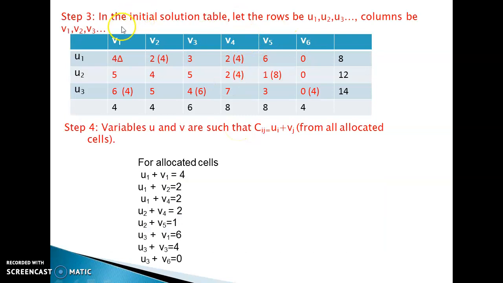In the next step, what I have to do is allocate u1, u2, u3, v1, v2, v3, v4, v5, v6 for each row. You need to assign the values of u1, u2, u3 as well as v1, v2, v3 for all the rows and columns. Then only for the allocated cells, you need to find out Cij is equal to ui plus vj. That is u1 plus v1 is equal to 4, u1 plus v2 is equal to 2, u1 plus v4 is equal to 2, u2 plus v4 is equal to 2, u2 plus v5 is equal to 1, u3 plus v1 is equal to 6, u3 plus v3 is equal to 4, u3 plus v6 is equal to 0.